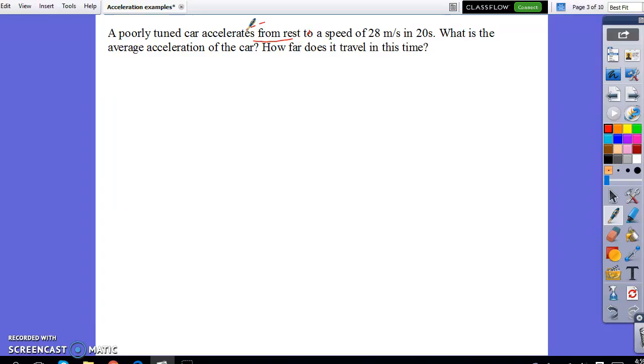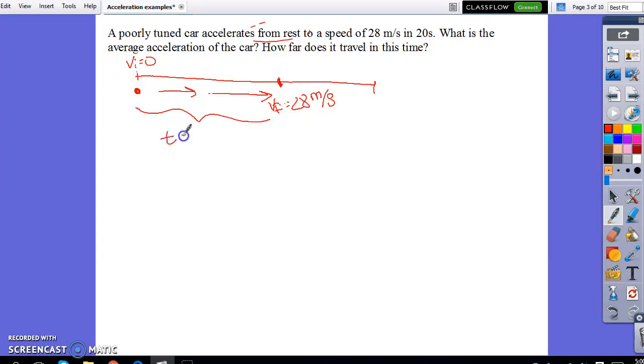First, I always start problems by drawing a picture, if I can. So in this case, we have a car starting at rest. That tells me my initial velocity is 0. I'm just going to put a dot there to indicate I'm not really moving. And we're increasing our speed to a final speed of 28 meters per second. Since I am accelerating, I know I'm going to use my acceleration equations. And we know the time that all of this takes place over is 20 seconds. So I'm given quite a bit: initial velocity, final velocity, and time. So let's go ahead and solve the problem.